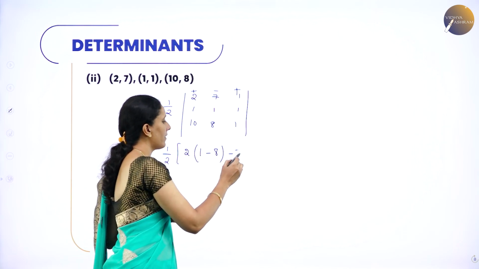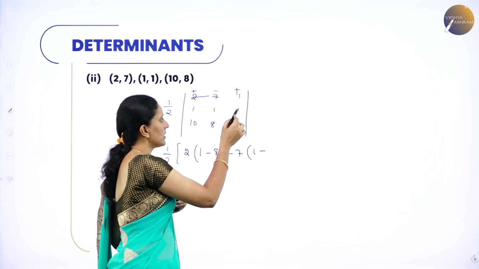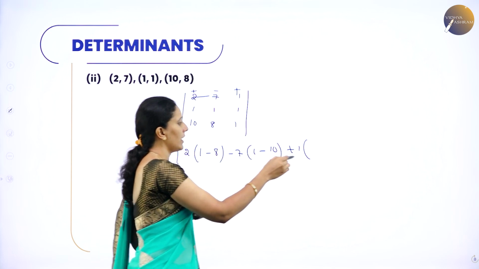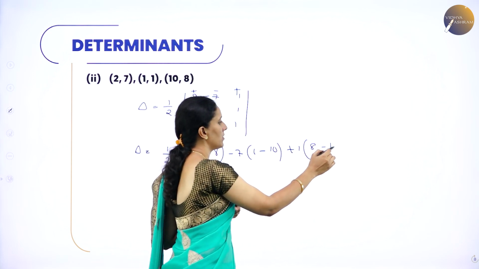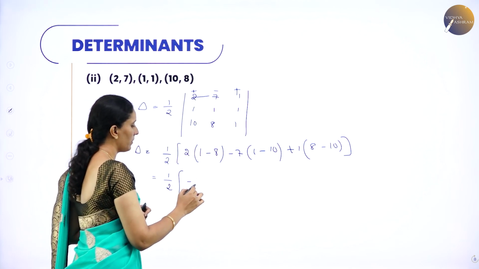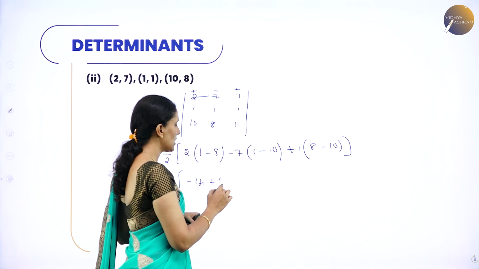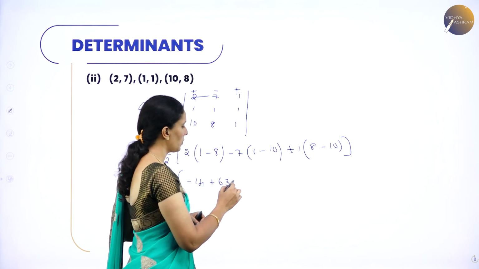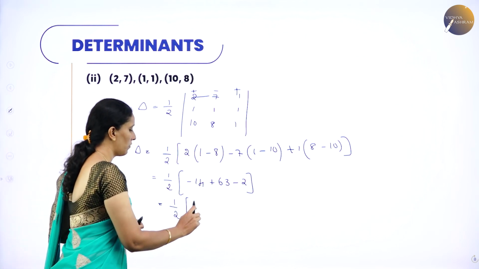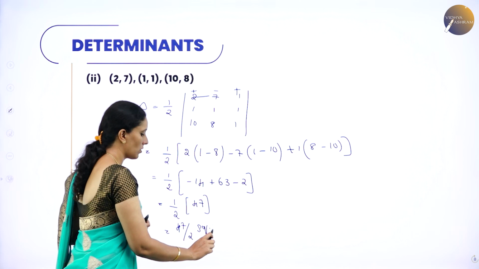Next, it is minus 7. So, delete the row and column containing 7. Then it is 1 ones are 1 minus 10 ones are 10. Next is plus 1. So, 1 means 1 8s are 8 minus 10 ones are 10. So, now we have here half. Here minus 7 becomes minus 14, so minus into minus plus, it becomes 9 7s are 63. Next, we have minus 2 into 1 minus 2. So, after solving this, we get half of 47 here. Therefore, the area is 47 by 2 square units.